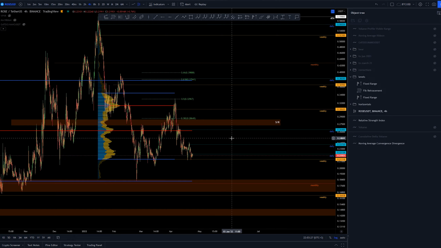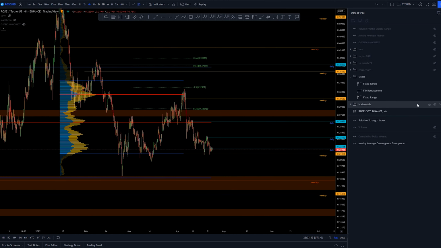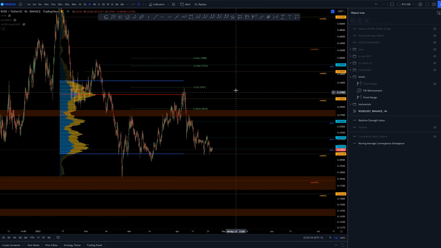Let's get some levels going here. So let me zoom out a bit. There's quite a lot of stuff on the chart, but bear with me. Let me hide that for now.